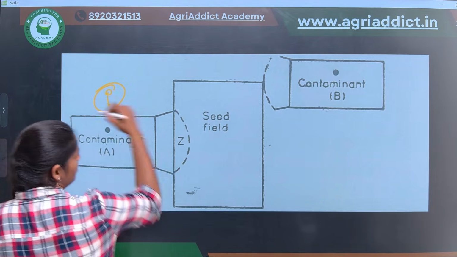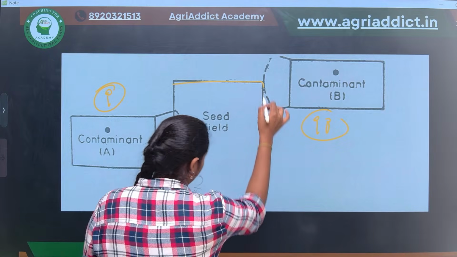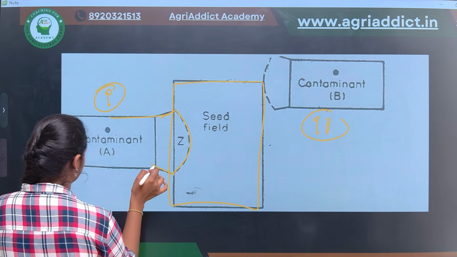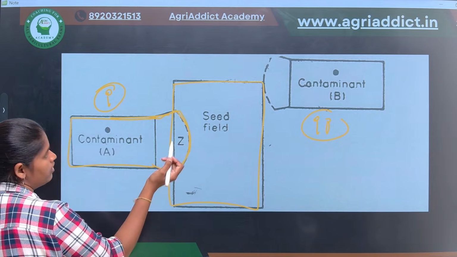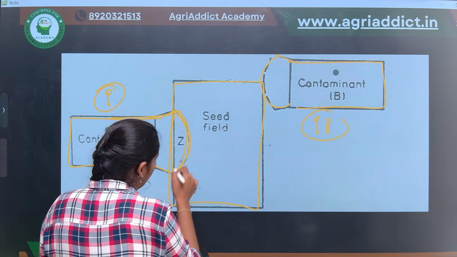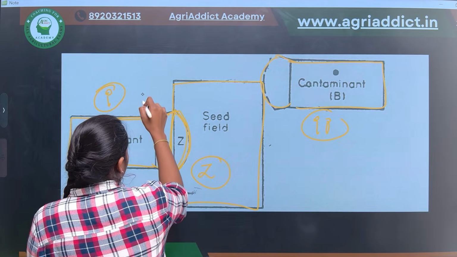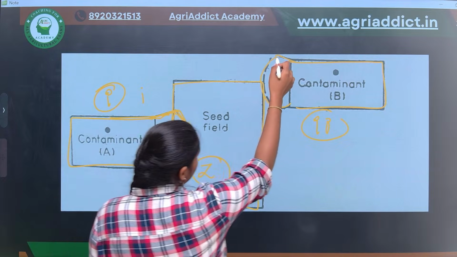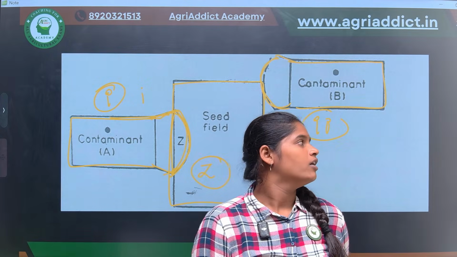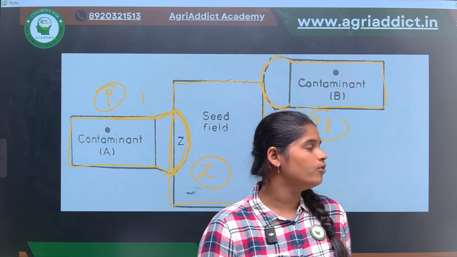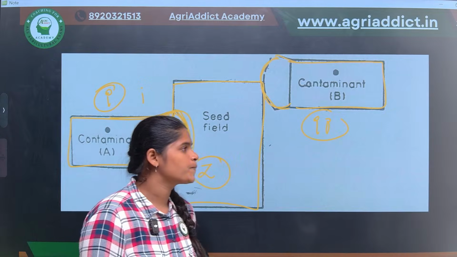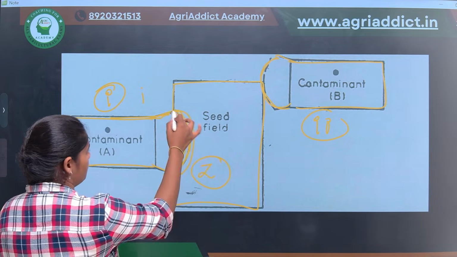This is case 1, this is case 2. This is a field which is under certification. We have a contaminant here, contaminant A, in this pattern, and another contaminant B in this pattern. This portion I am marking is the Z portion. In case 1, it is inside, and in case 2, it is at the boundary. In which case is there a possibility of rejecting the field? Answer this question, case 1 or case 2.